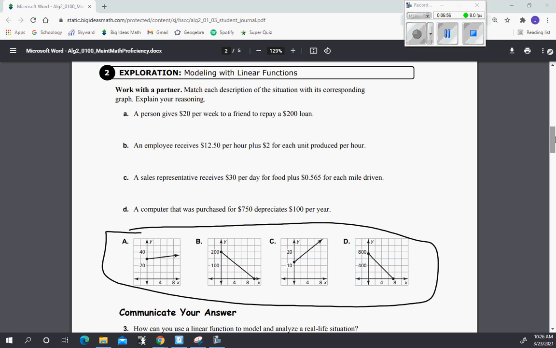So number one, a person gives you $20 per week to repay a $200 loan. Okay. Pick out the important information. $200. Which graph down here has the number 200? Well, we know B has the number 200 in the graph. We know D has the number 200 in the graph. But it's $20 per week. So if I were to think of that graph, think of good numbers here. What's another good number? How many weeks would it take for the loan to go down to $100?